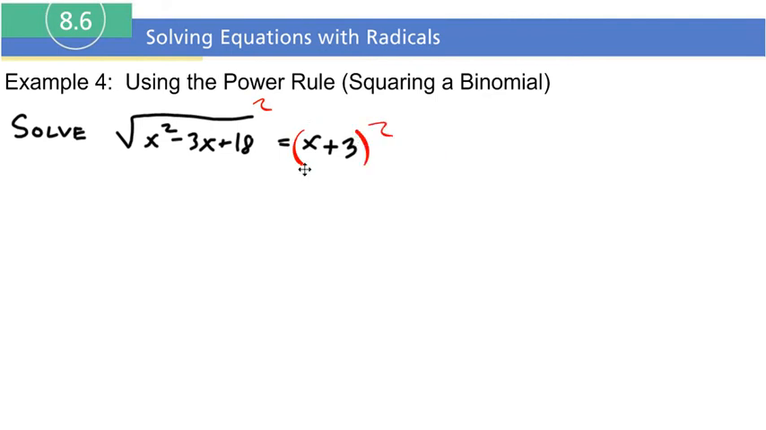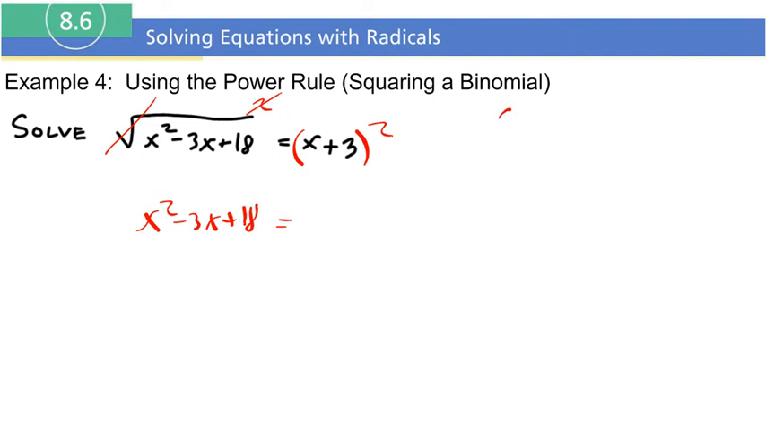Okay, so make sure you put the right side in parentheses because you're squaring the whole thing, x plus 3, not just the x or the 3. Okay, so the square root and the square are opposite operations, so those cancel each other out. And I have x squared minus 3x plus 18. Now we have to go ahead and square this.